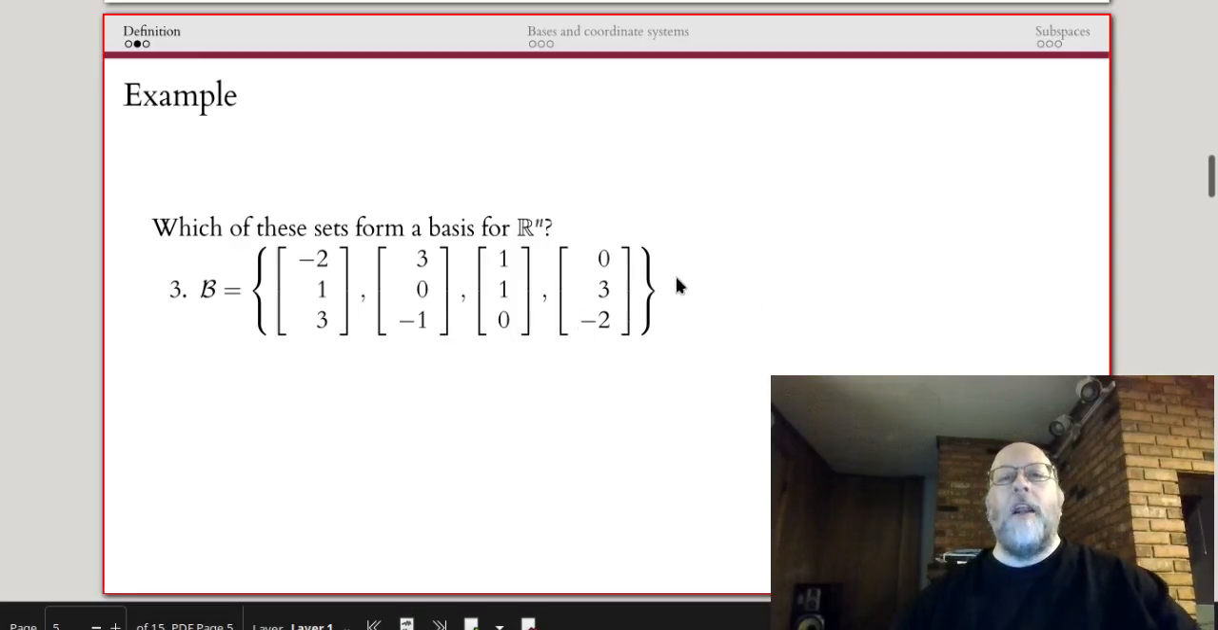This is not a basis. I don't need to do any row reduction, but it has too many columns. There's no way that I can have a leading entry in every column. So it's not a basis for R3.